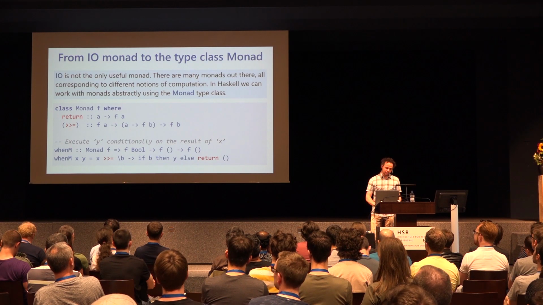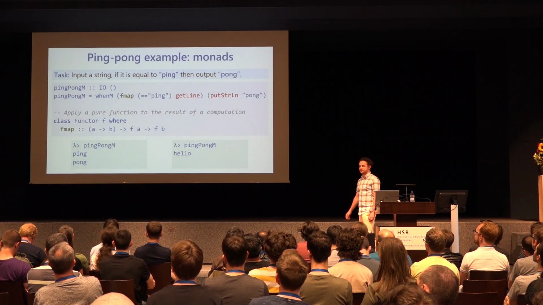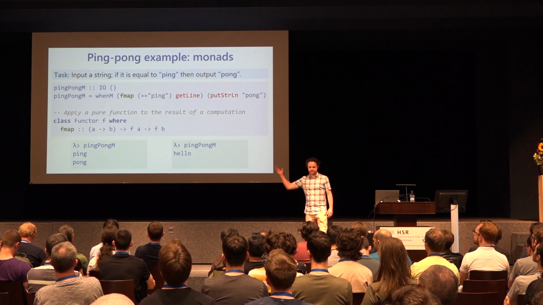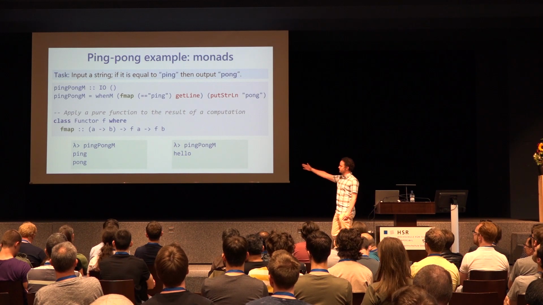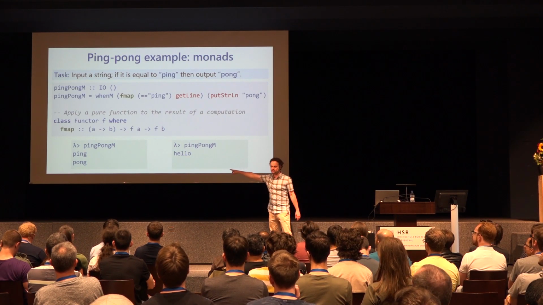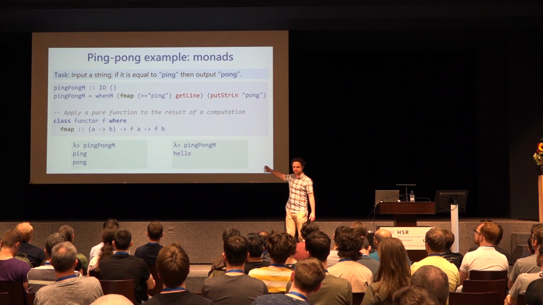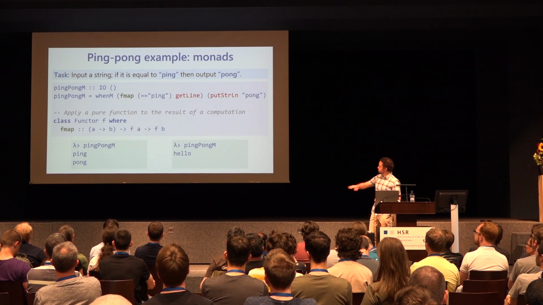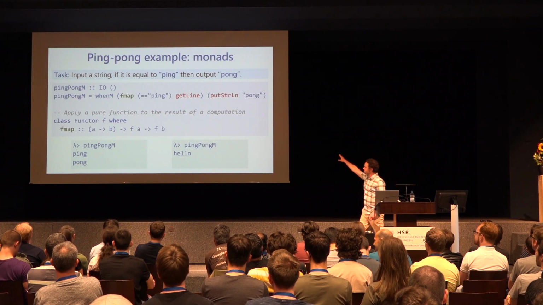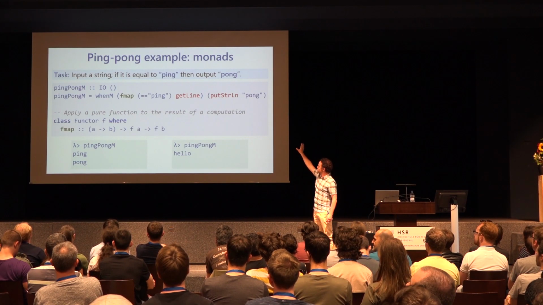And here's a simple example of how we can use such a function. Let's implement a program that does sort of a ping pong interaction with the user. You enter a string, and if it was a ping, the program will output pong. If it was something else like hello, the program will not output pong. That's a conditional execution of the putStrLn pong line. So this is a simple computation that we'd like to make conditional.